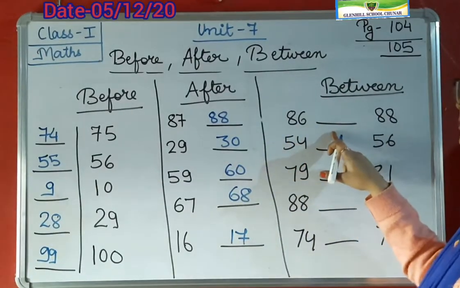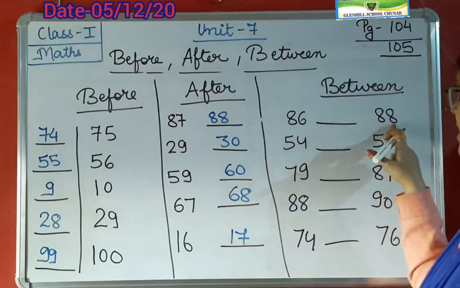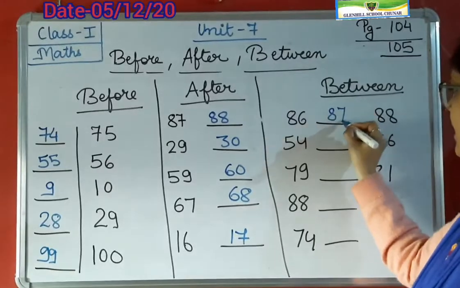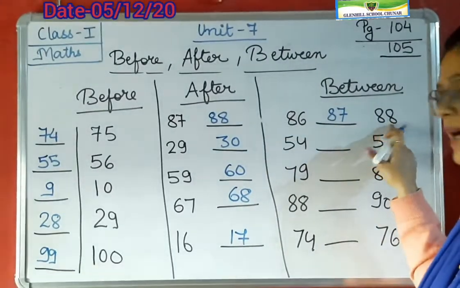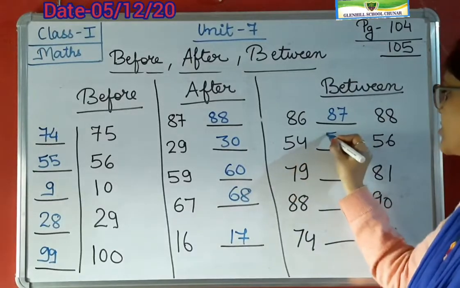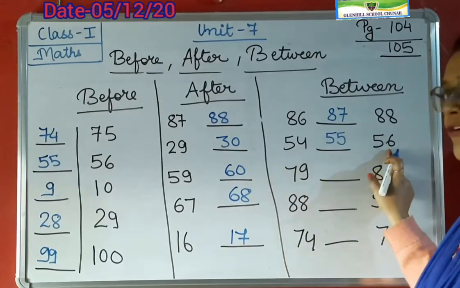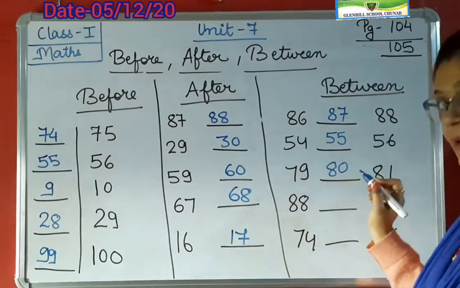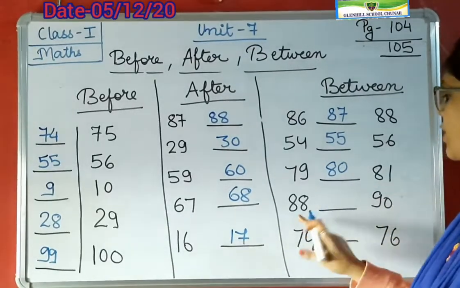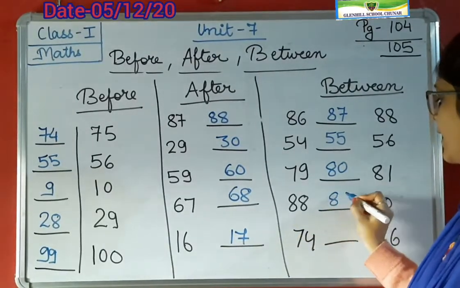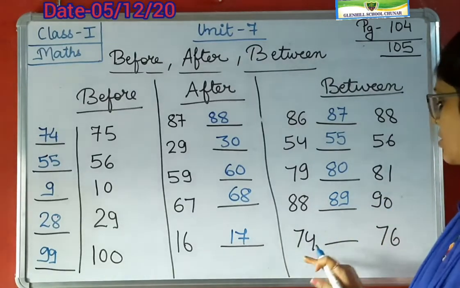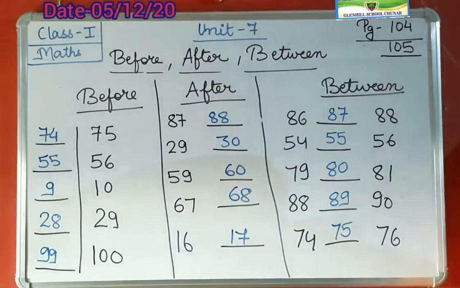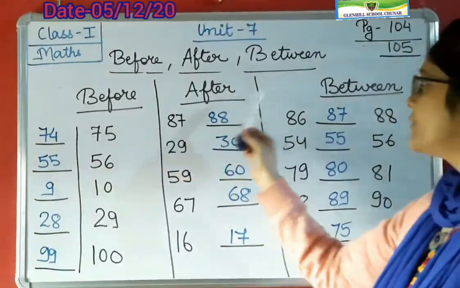Now come to between 86 and 88. So which number comes in between these two numbers? So it is 86, 87, 88. Okay, done. Now 54, then which number comes? 55. Then 56. 79, then 80. Good. Then 81. Now 88, 89, 90. Now 74, 75, 76. Okay. So I have completed before, after and between.